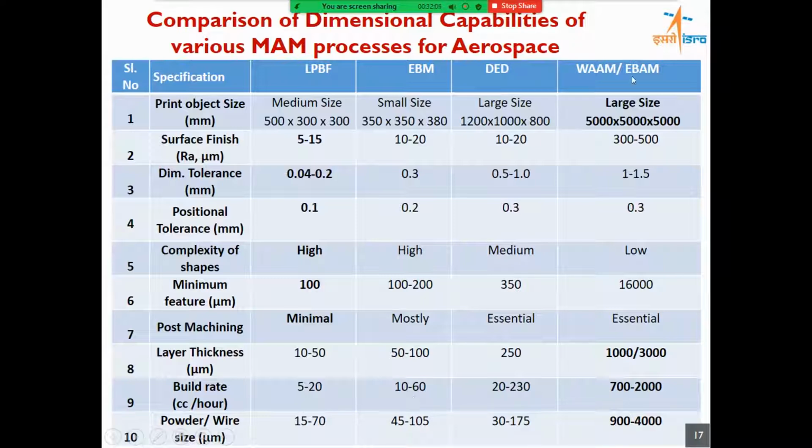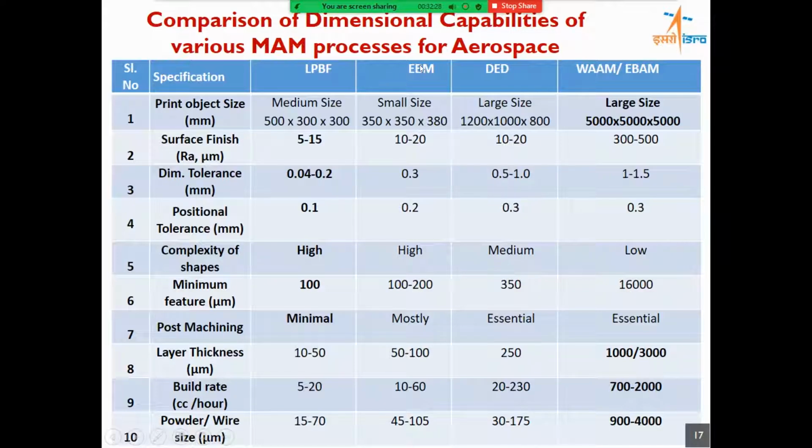So when you're looking for high productivity for parts through additive, you can go for either wire arc or electron beam additive. And when you're looking for better dimensional tolerances or stringent and complex features, you can go for laser powder bed fusion. And of course, EBM is again a powder bed fusion technique.